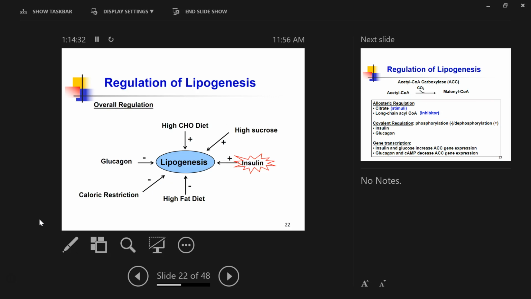Now, regulation of lipogenesis. This is the overall regulation, and we already talked about the 2 different types of diet, right? The carbohydrate diet definitely stimulates lipogenesis, and insulin related to the high carbohydrate diet also stimulates lipogenesis, right? And a high sucrose diet also stimulates lipogenesis. The high-fat diet, calorie restriction, or glucagon basically inhibits lipogenesis.